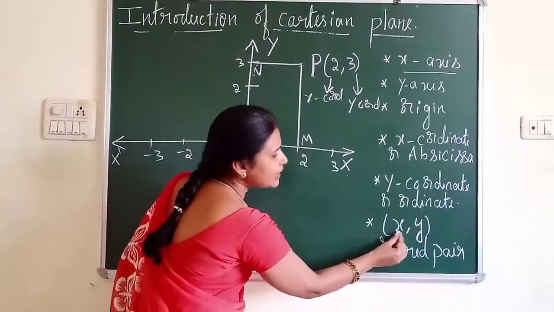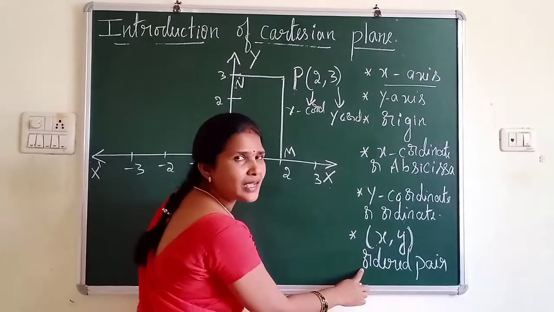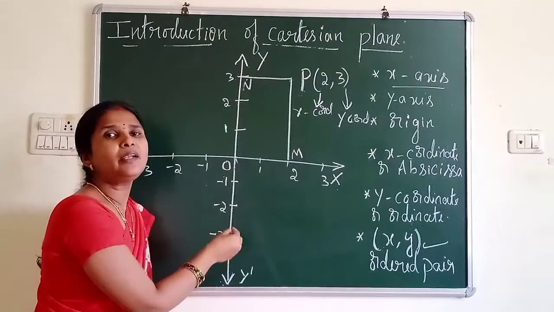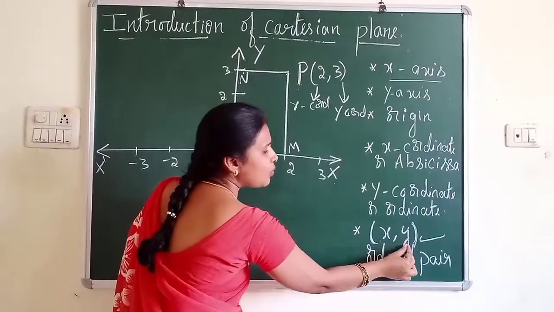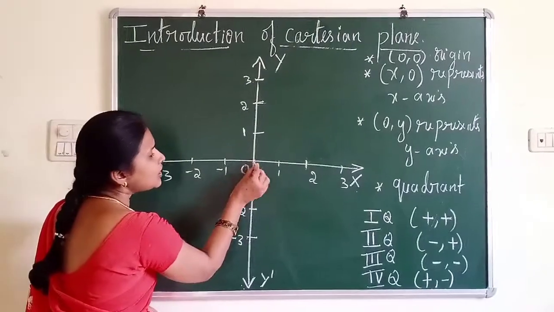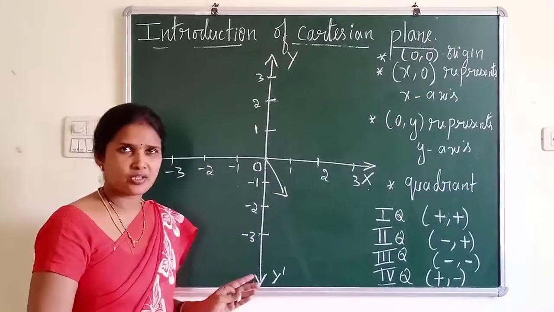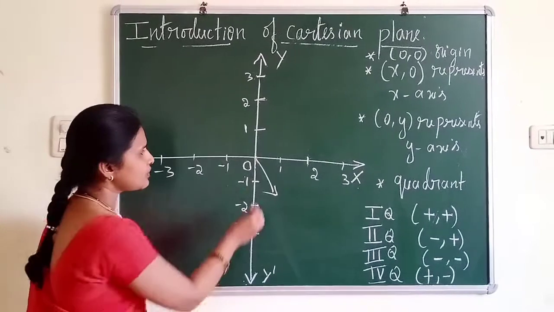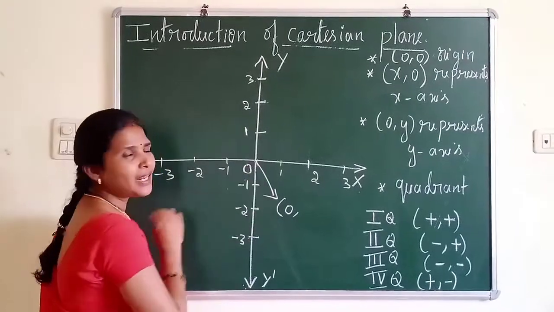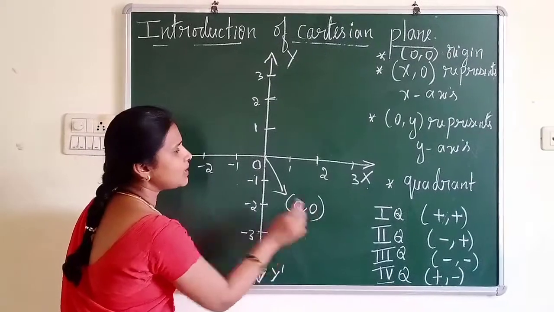The x coordinate and y coordinate together are called coordinates, and it is also called an ordered pair. This is what we use to locate a point in a plane. The x, y within the bracket we call an ordered pair. Now what are the coordinates of the point where the x-axis and y-axis meet? We call it the origin. What are the coordinates of the origin? You can observe here the x value of the origin is 0 and the y value of the origin is also 0. So the coordinates of the origin are (0, 0).